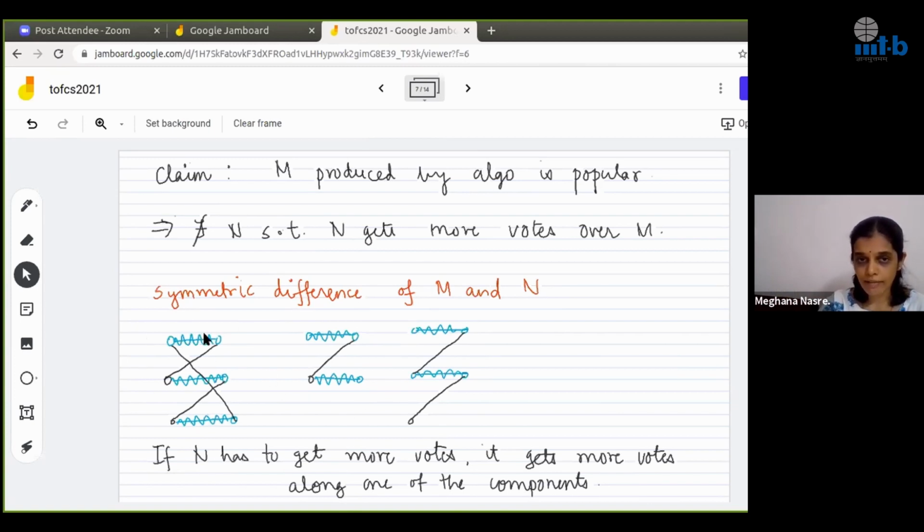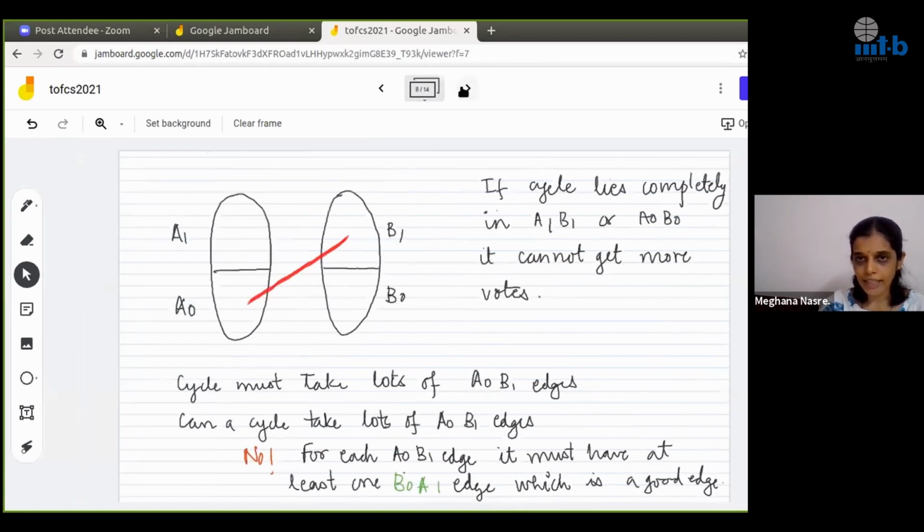In particular, you can have cycles, but whenever there are cycles, it has even length because it is the graph on the symmetric difference. Now, if N gets more votes, that is, if M is not popular, then N must get more votes along one of these components, that is the components that we have drawn in the symmetric difference. So let's analyze one of these components, in particular the cycle. And how does this cycle look like?